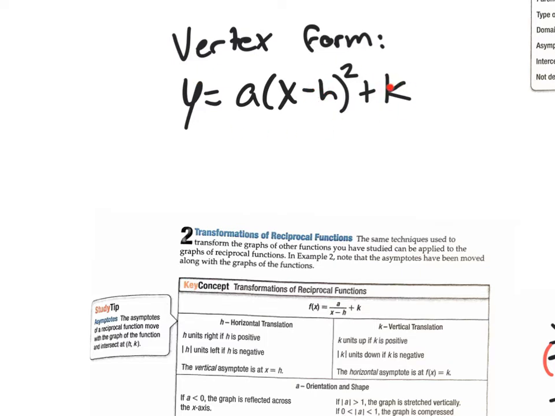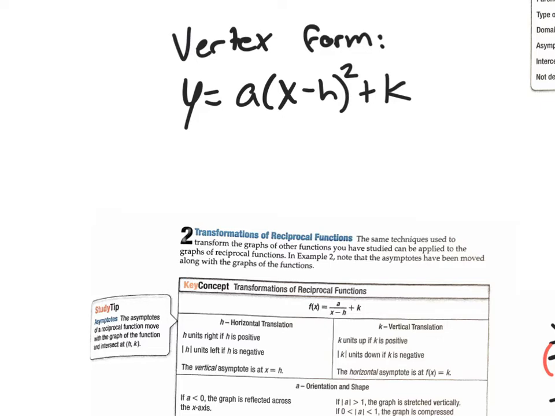The k is the constant, the value that's all by itself at the very end being added or subtracted, and that produces a shift either up or down, right? And the a value determines if your parabola is getting vertically stretched or compressed. And also, if you had a negative sign out here, it would reflect it over the x-axis. I hope we remember all that stuff.